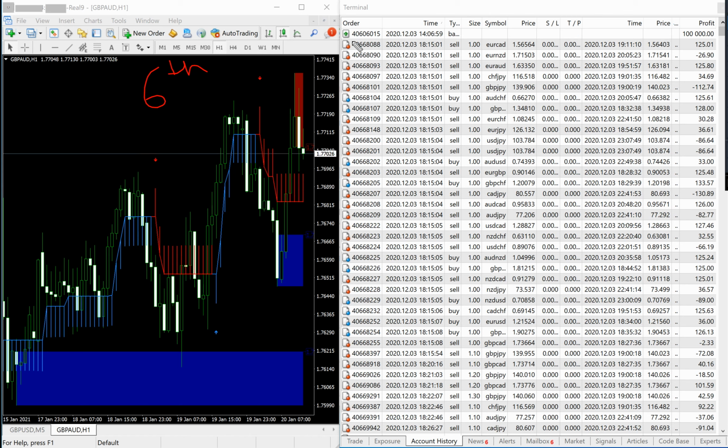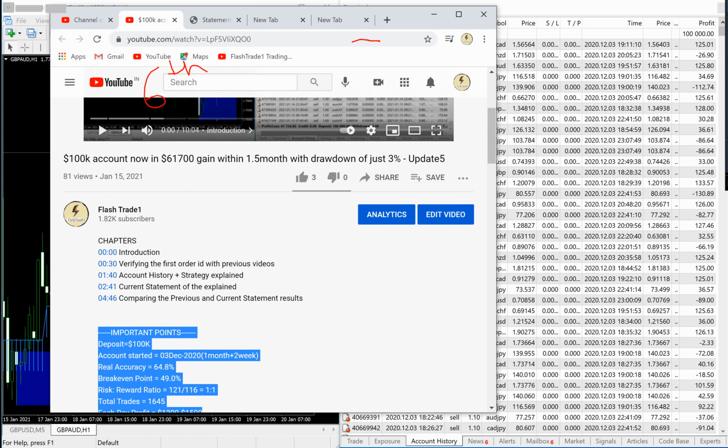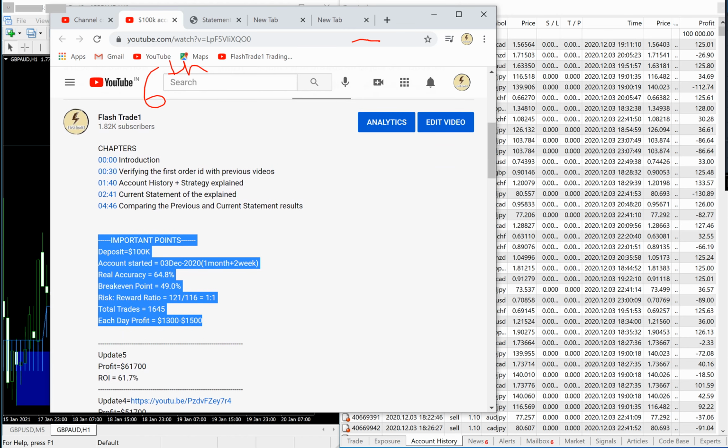The first order ID of this account is 40606015. Now let us see the previous update of this account. This is the previous update, which was made on January 15, 2021. Today the date is 20th January 2021. So after 5 days, I'm updating this account for the 6th time.